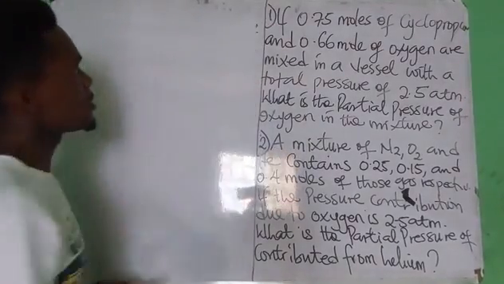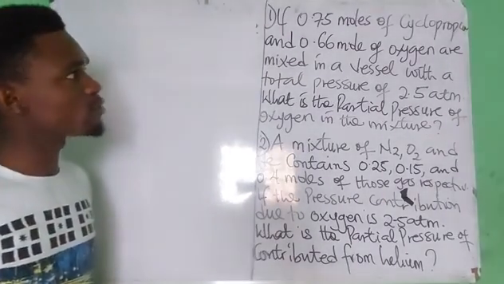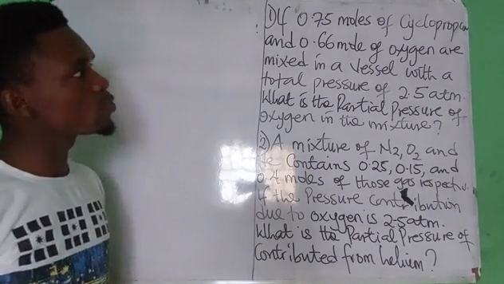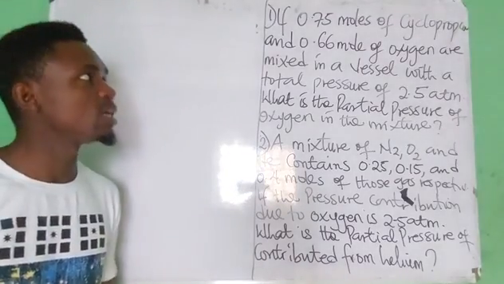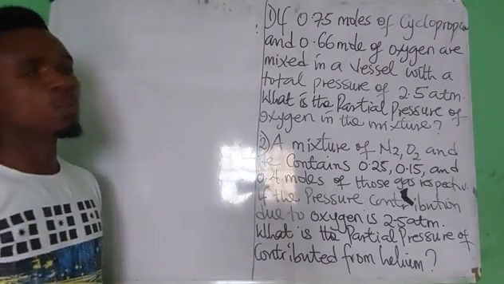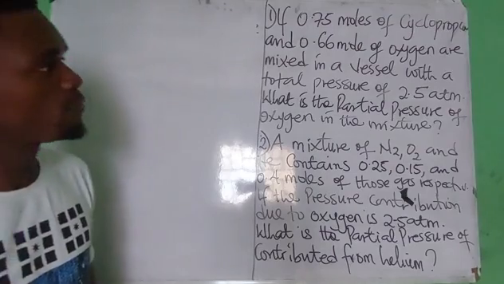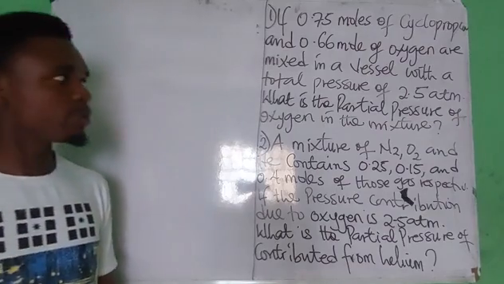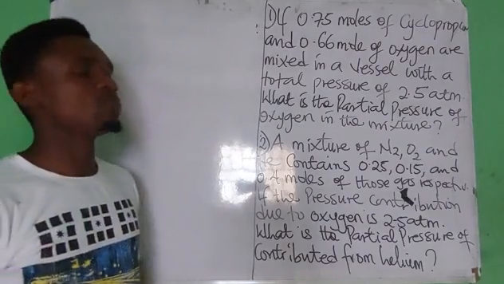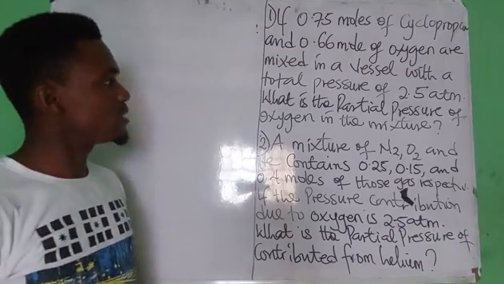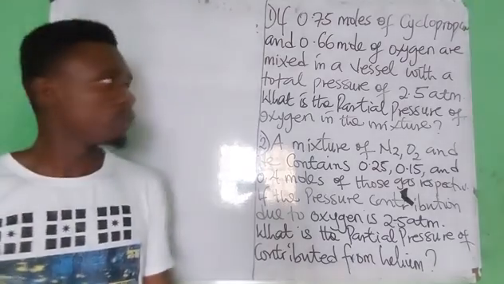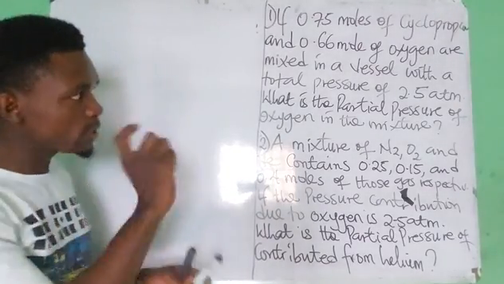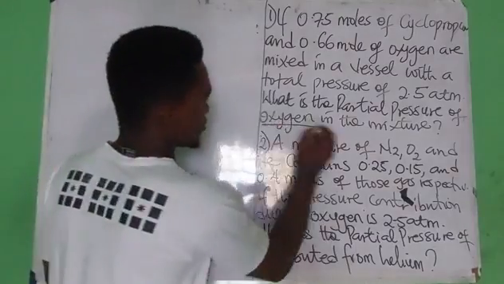Now, the first one says: if 0.75 moles of cyclopropane and 0.66 moles of oxygen are mixed in a vessel with a total pressure of 2.5 atmosphere, what is the partial pressure of oxygen in the mixture? So that is the question.